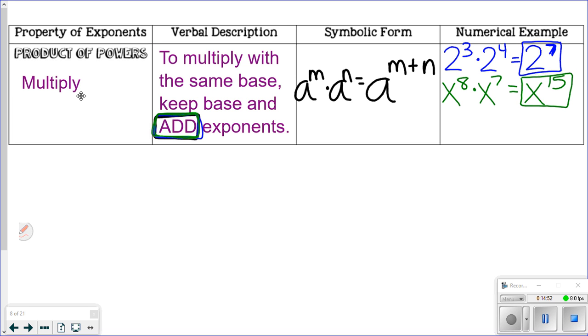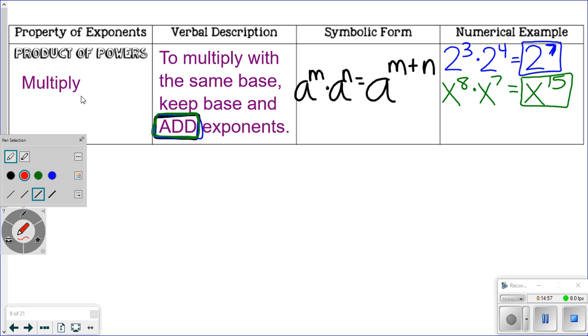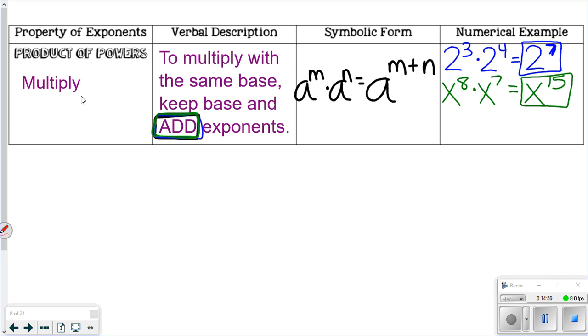Okay, last example. 3x y to the 5th power times 4x squared y to the 4th power. And you should have more room because your boxes should be bigger than mine. I'm going to write my answer underneath.